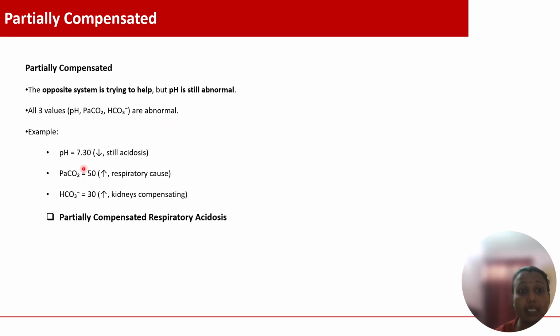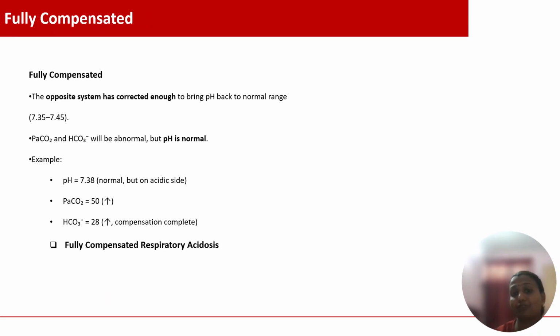In this, I'm giving one example. pH is 7.30, that is acidosis. Carbon dioxide is 50, that is increasing, so respiratory acidosis condition. For compensating these two, the kidney is compensating, and the value of the bicarbonate is 30. So that is partially compensated respiratory acidosis.